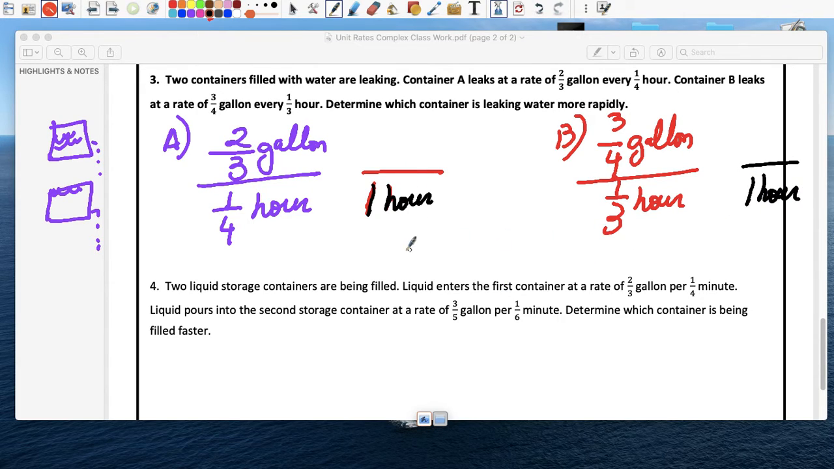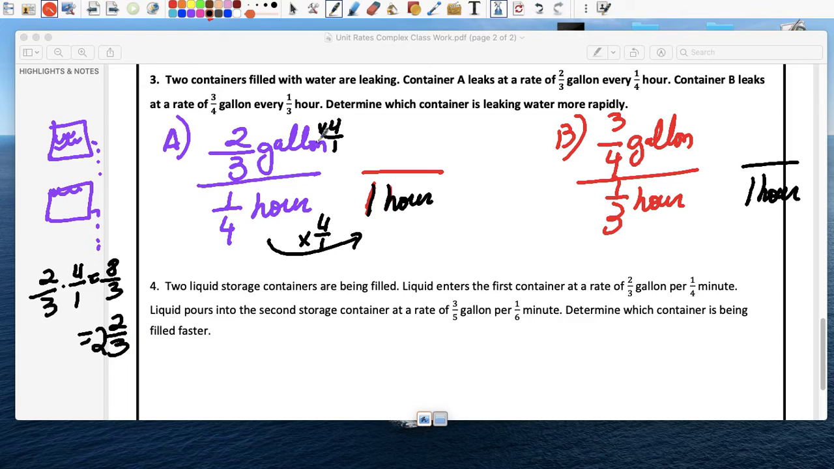Ahí sí podemos comparar. So, times 4/1, that's the reciprocal, and now over here, 4/1. So 2/3 times 4/1, me va a salir 8/3. Eso es the same thing as 8 divided by 3. 8 dividido por 3 is 2 and 2/3. So the first container está perdiendo 2 galones con 2/3 a cada hora.